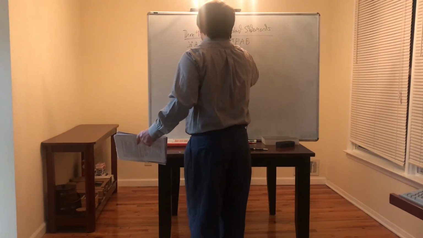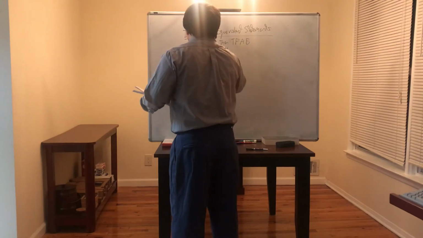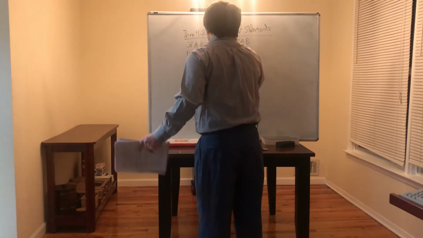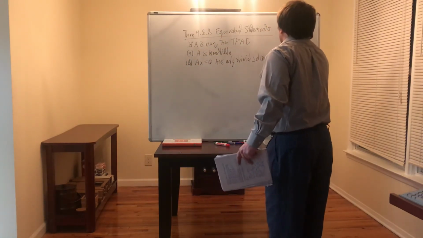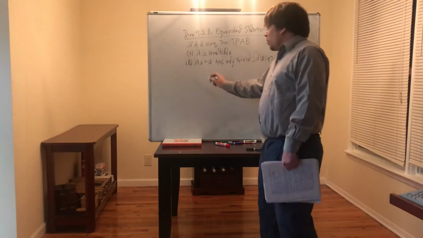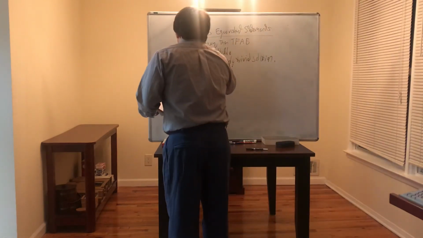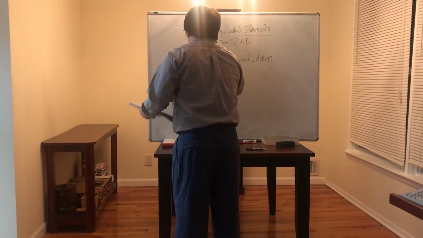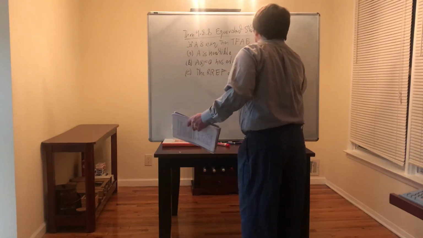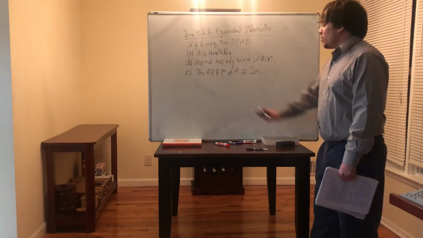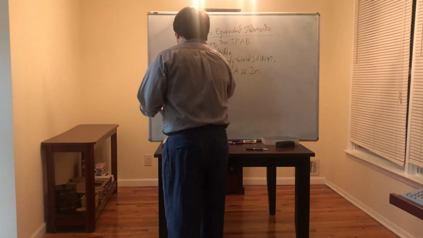A is invertible is part A. That's equivalent, or has the same truth value, as statement B. AX equals 0 has only the trivial solution. So AX equals 0 having only the trivial solution means that the only X that satisfies AX equals 0 is X equals 0. Part C is the reduced echelon form of A is I sub n. So if you take the matrix A and you get to reduced echelon form, you'll get the n by n identity matrix. That's statement C. That's equivalent to all these statements.